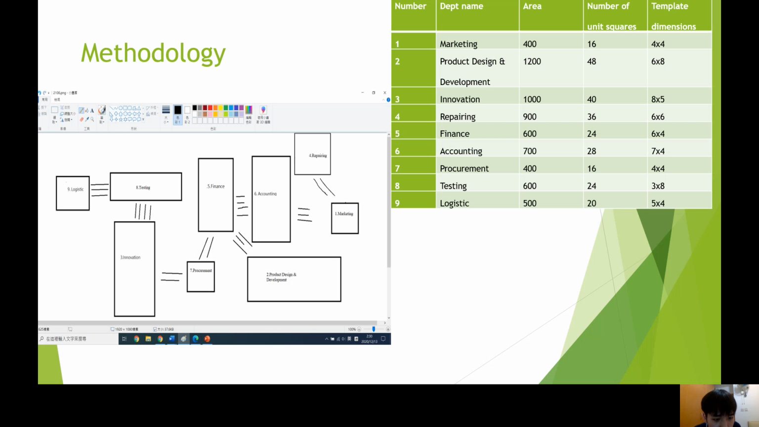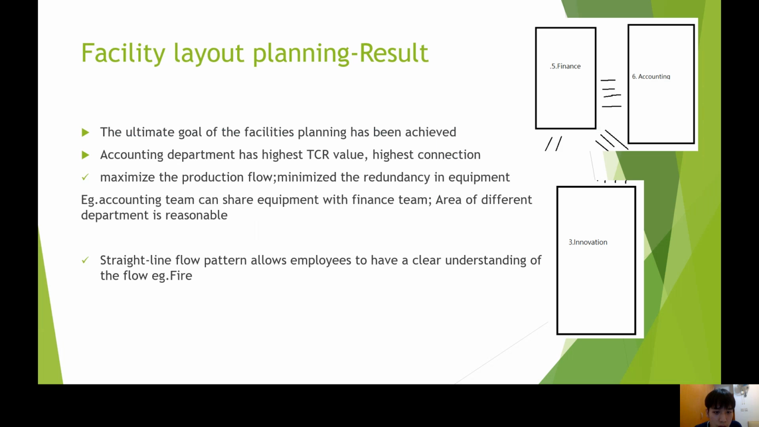For example, there is a 2-line connection between department 2 and departments 4 and 7, which indicates an E relationship. Also, there are 4 linkages between department 2 and the testing department, which indicates a strong relationship. Overall, we can see that the ultimate goal of the facility layout has been achieved, in which it has maximized the production flow and minimized the redundancy in equipment.